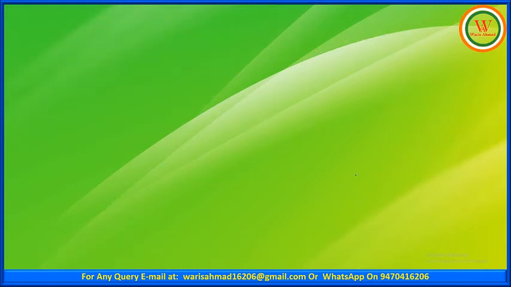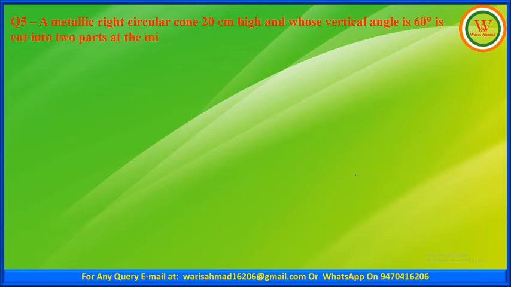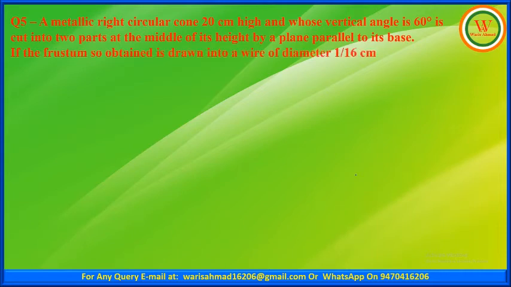Now let us consider question number 5. A metallic right circular cone 20 centimeter high and whose vertical angle is 60 degree is cut into two parts at the middle of its height by the plane parallel to its base. If the frustum so obtained is drawn into the wire of diameter 1 upon 16 centimeter, find the length of the wire. Now, according to the question, we are having a metallic right circular cone of height 20 centimeter.